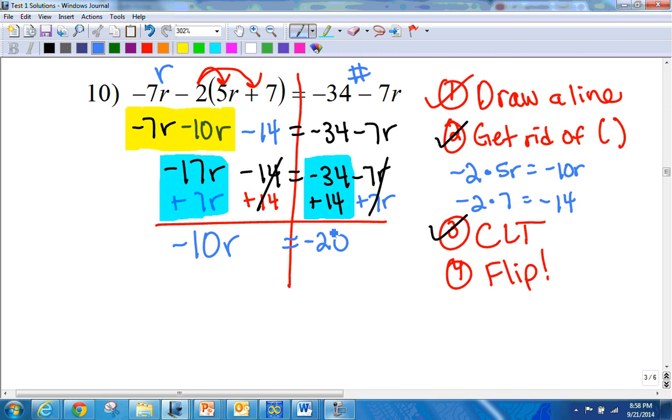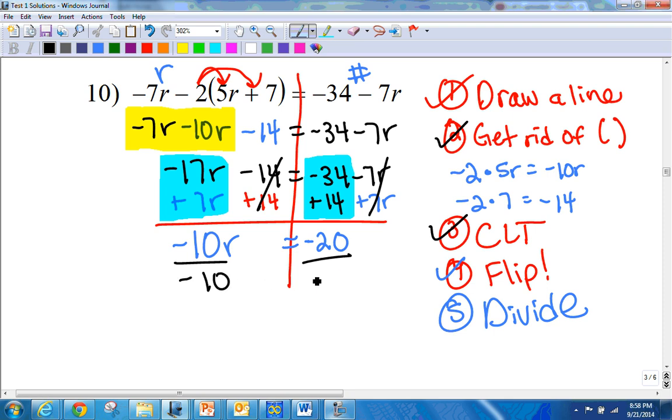All right, we are almost there. We're down to our 5th and final step, which is divide. So on both sides, we want to divide by the number that's next to the variable, which in this case is -10. It's very important that you don't forget that negative. Okay? Cancel. R equals negative divided by negative is positive, and 20 divided by 10 is 2. So there is our final answer.